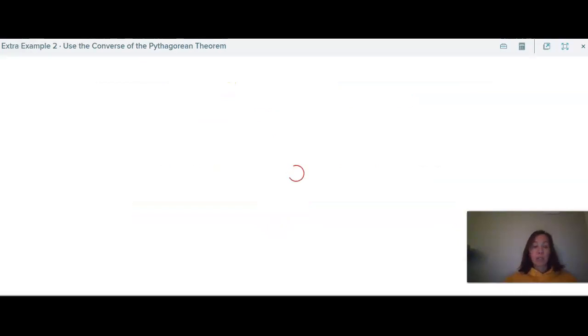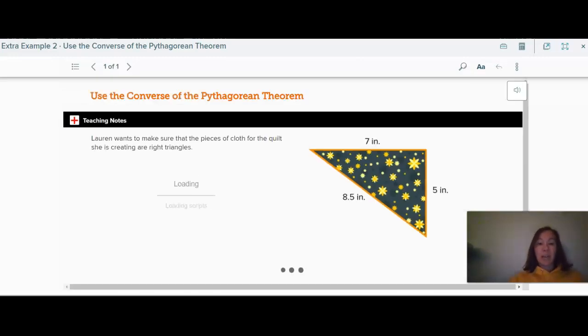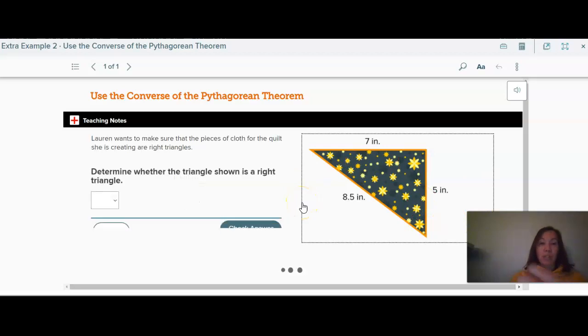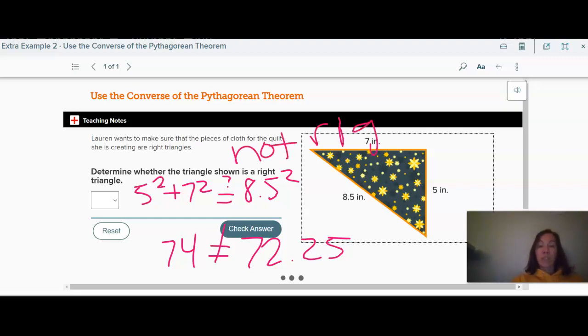Let's do one more together just to make sure you know how to set this up. Because this video is less than 5 minutes already, I want to know if this is a right triangle. We would say that 5 squared plus 7 squared, we want to know, is it equal to 8.5 squared? Again, the largest number goes over here. So 5 squared is 25. 7 squared is 49. 25 plus 49 is 74. 8.5 squared is 72.25, and since these are not equal, this is not a right triangle. And it's as simple as that.